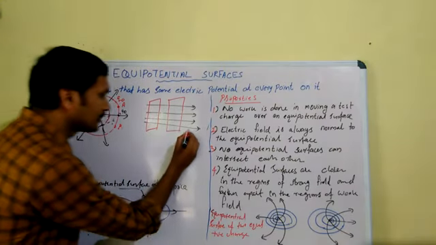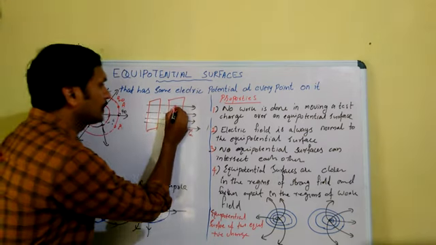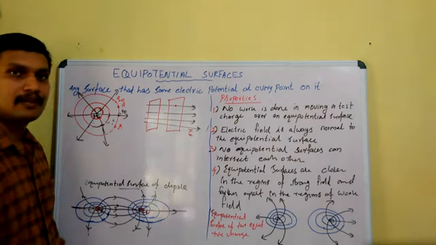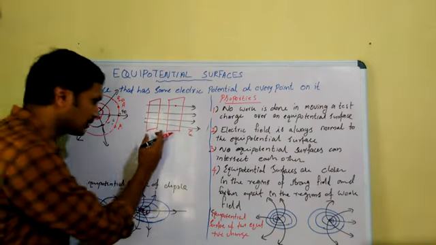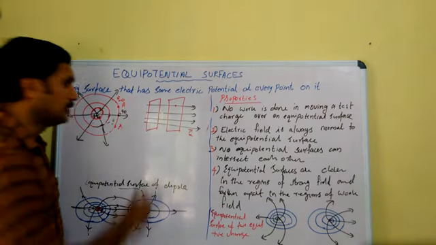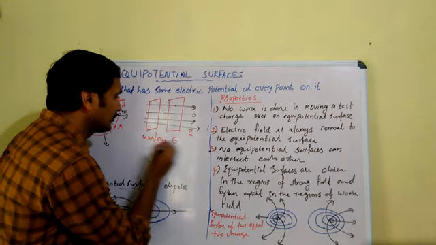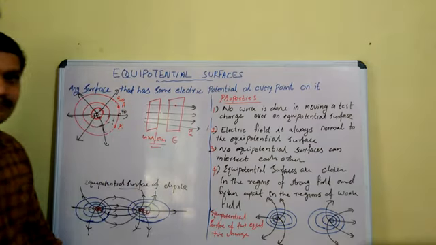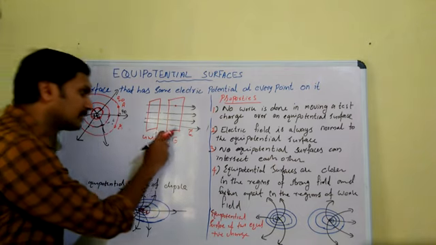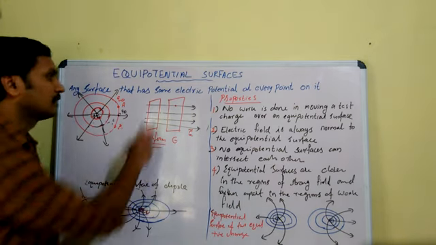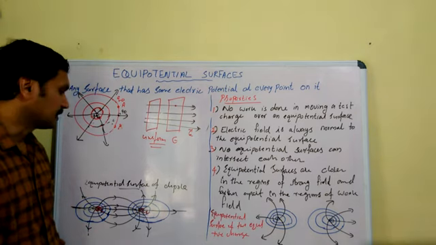You see that this is the direction of the electric field, which is perpendicular to what? This is perpendicular to our equipotential surface. This is the equipotential surface due to a uniform electric field. This is the equipotential surface for a point charge, and this is the equipotential surface for a uniform electric field.